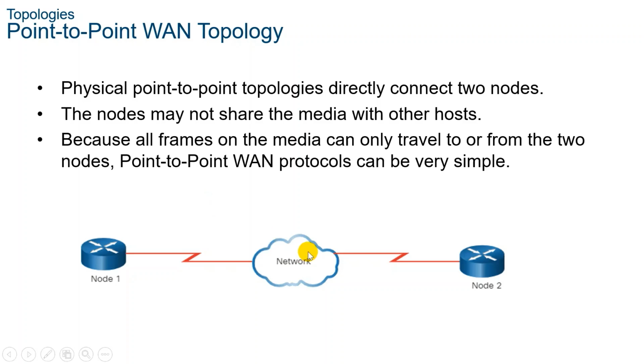A source and destination node may be indirectly connected to each other, over some geographical distance, using multiple intermediary devices. However, the use of physical devices in the network does not affect the logical topology, as illustrated in the figure here. This is an example of a point-to-point physical topology. The logical point-to-point connection is the same.